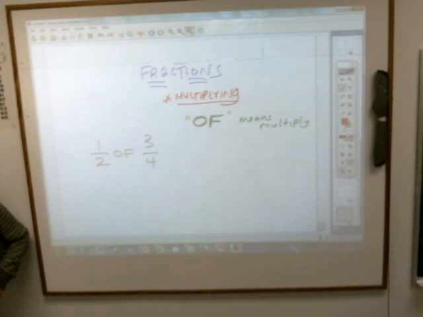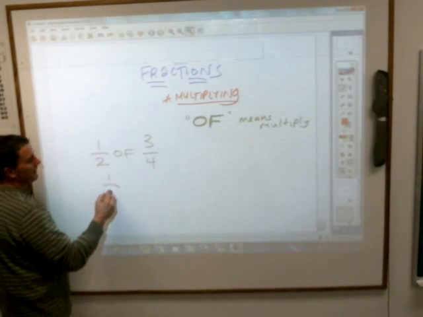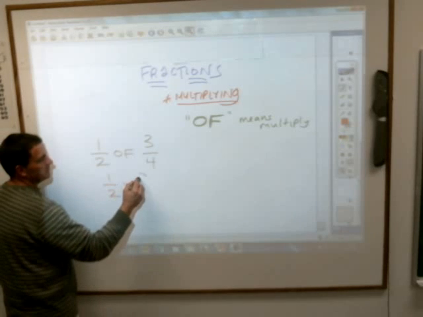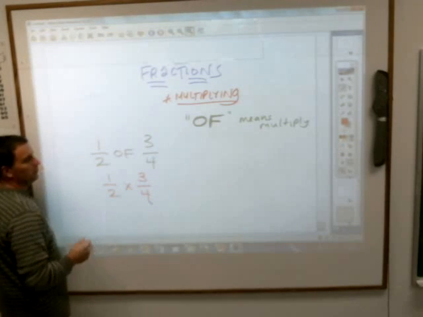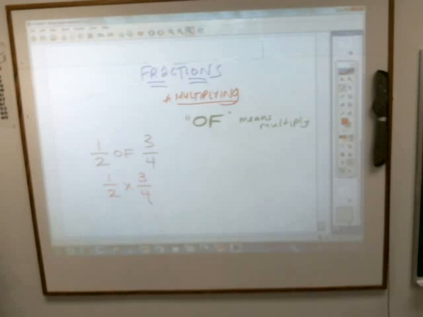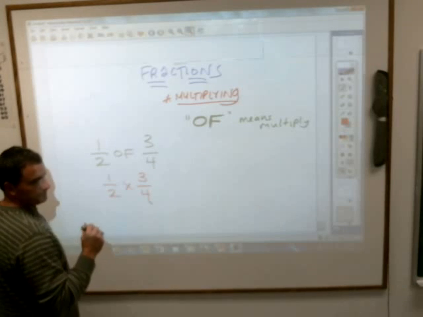Now let me tell you, if you're talking about money, 3/4 of a dollar is how much? 75 cents. You have to take half of 75 cents, which isn't going to work out nicely because it's not an even number. But the first thing we're going to do is this: 1/2 of changes to times 3/4. If you want to know what half of something is, multiply it together. Now, what is it, Peter? 3/8.